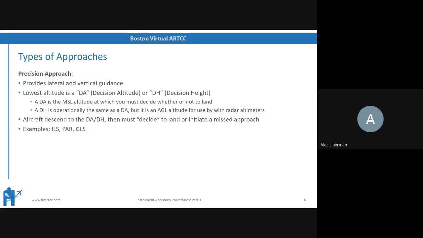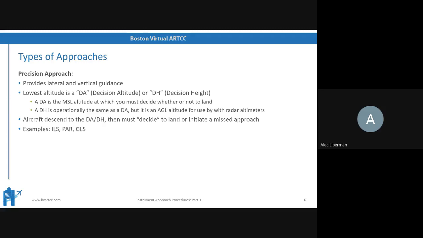Let's talk about the precision approach. This provides both lateral and vertical guidance. The lowest altitude on this approach is either a DA, a decision altitude, or DH, decision height. A DA is an altitude above sea level, so you read it on an altimeter, at which you decide whether or not you land. So you fly the approach, you hit that altitude on your altimeter, and you decide, do I see the runway? If yes, I land. If no, missed approach.